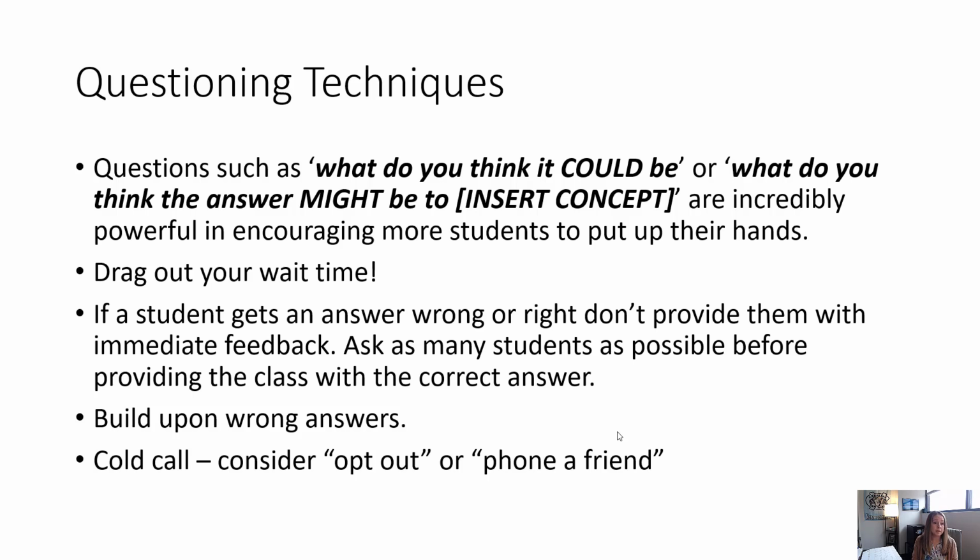Now, some teachers are big on cold calling students, especially if they're ones that never participate in class. Now, I will say, if you are going to cold call students, give them some options, especially if they're completely lost. Maybe you give students options to opt out, maybe 1 or 2 times. Don't give them the chance to opt out every single time. Or you can give them an opportunity to phone a friend in class to say, hey, I don't know the answer, but I'm thinking my friend blank might know the answer.